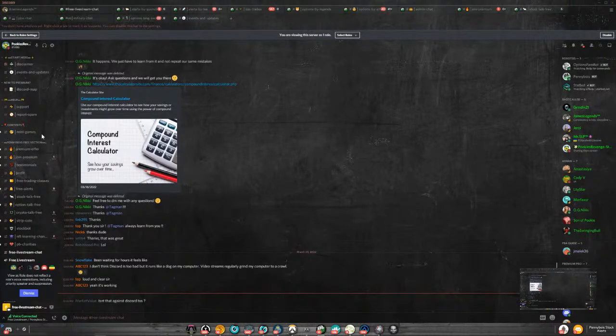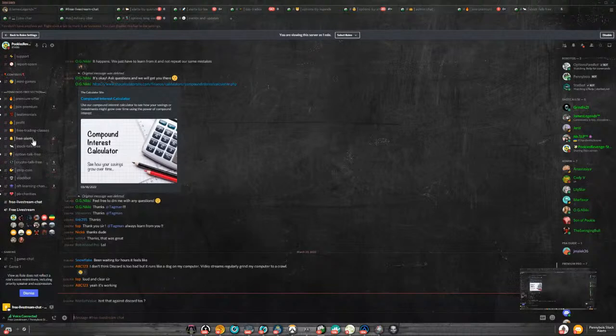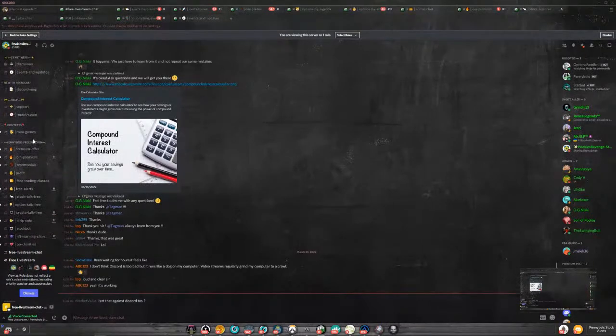We do bump our server. If I used an add-on to bump that every 2 hours, then yes, that would definitely be against Discord TOS. Or if I were using it to see hidden channels and stuff like that, hidden information through the API, then yes, that would definitely be a violation of Discord terms of service.